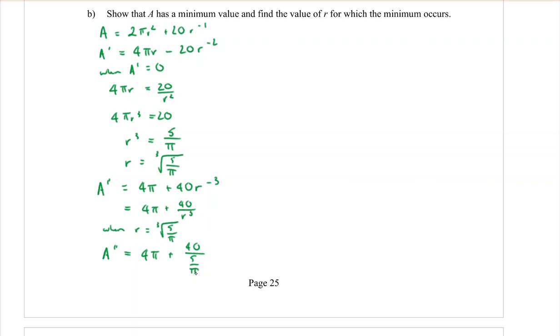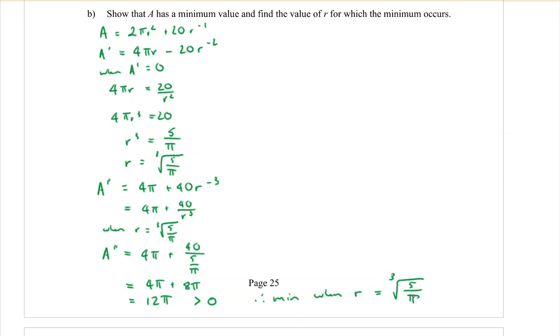Yeah? And again, I'm doing all this exact when I really could just have a decimal, but that does make 4 pi plus 8 pi, which would make 12 pi. Look at that, did it all exact, just for fun. Okay, it doesn't matter that it was exact, all that matters is that it was greater than 0. Because that is greater than 0, that means that we have a minimum when r is equal to the cubed root of 5 over pi.